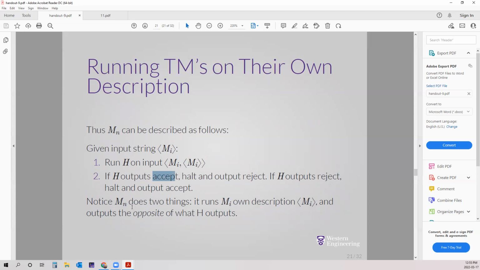Notice, by contradiction, Mn does two things. It runs H on the description and outputs the opposite of what H outputs. If H outputs accept, then we will reject. If it's reject, then we will accept.